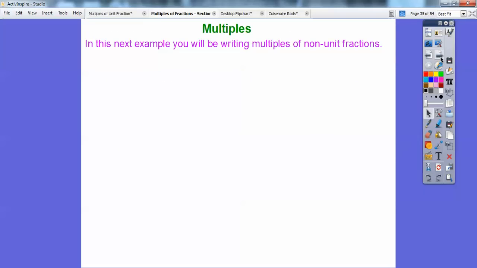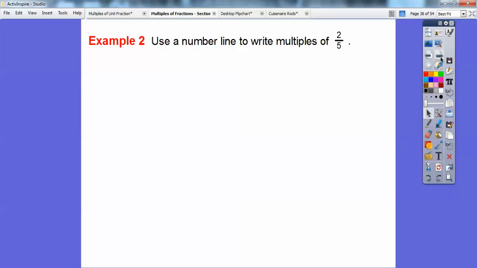Okay, so in this next example, we're going to be writing multiples of non-unit fractions. All right, so I think we're starting off with 2/5. All right, so let's use a number line to write the multiples of 2/5. Okay, so here's my number line, and I went all the way up to 2 right there, and I cut them up into 5 equal spots right here. So here's 1/5, 2/5, 3/5, 4/5. This is 5/5, 6/5, 7/5, 8/5, 9/5. This is 10/5. This is 0/5 right here. So here's that right there.